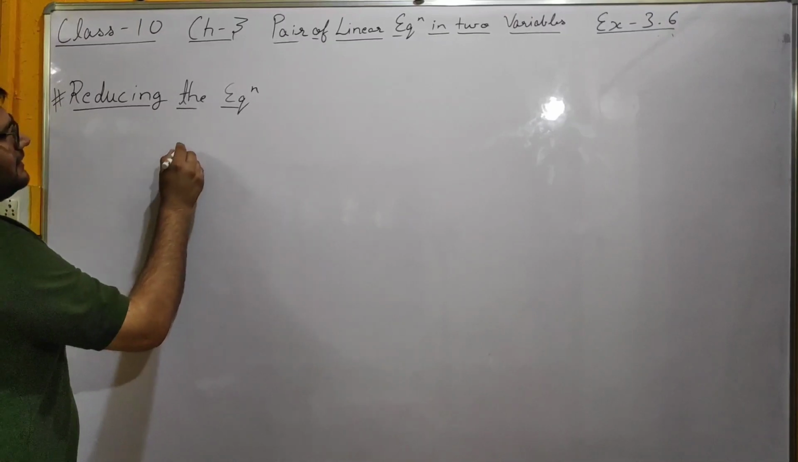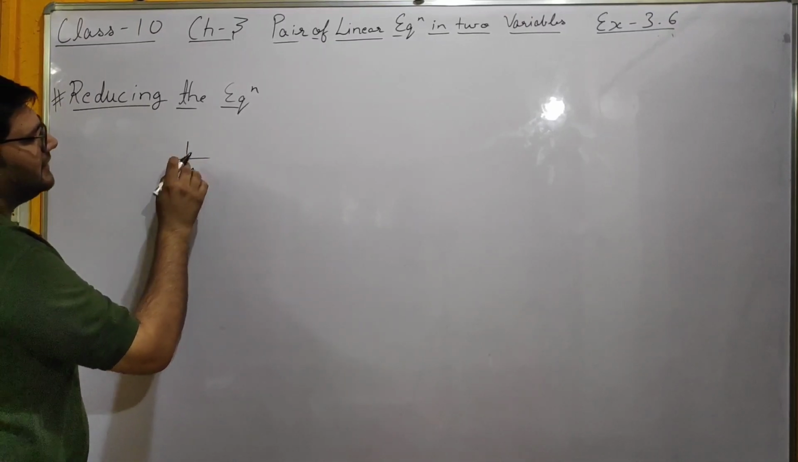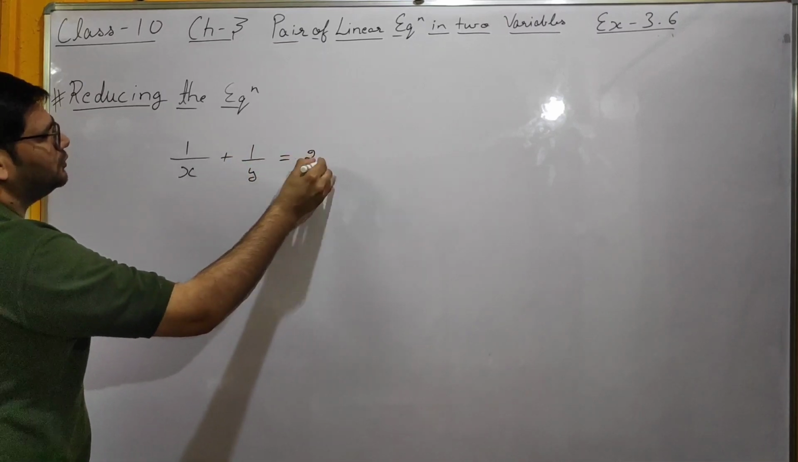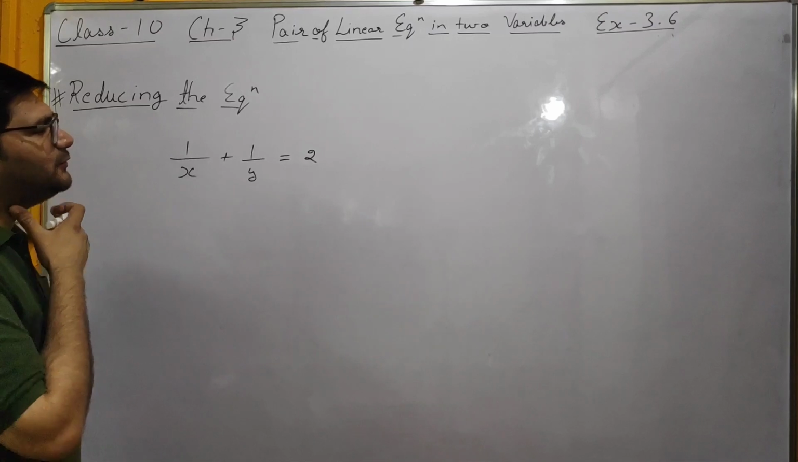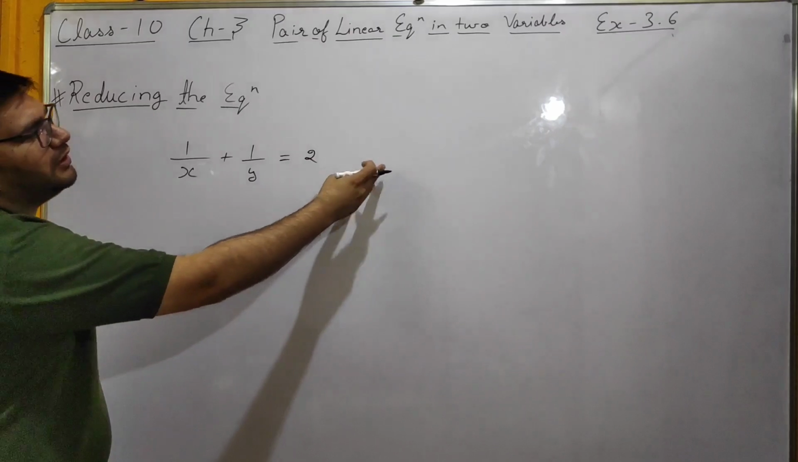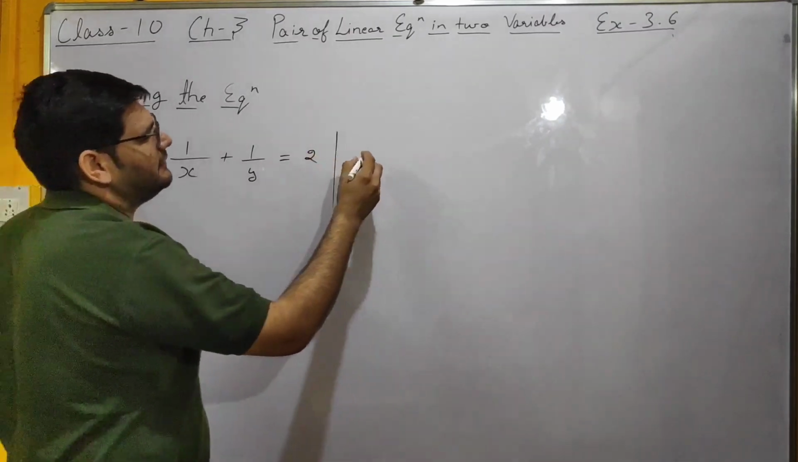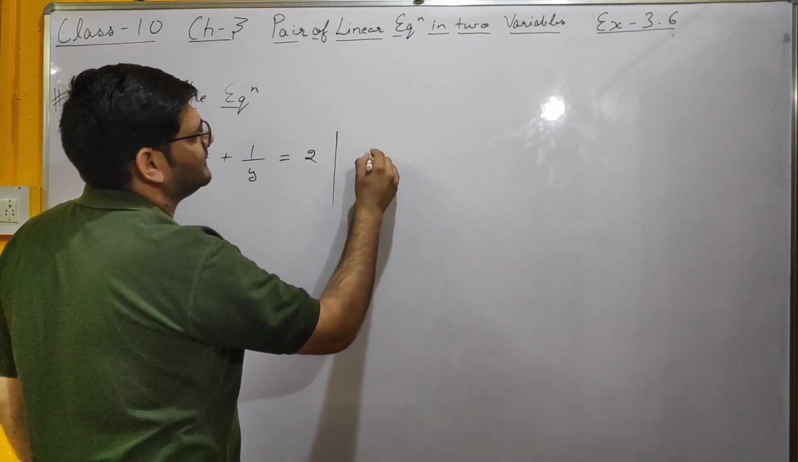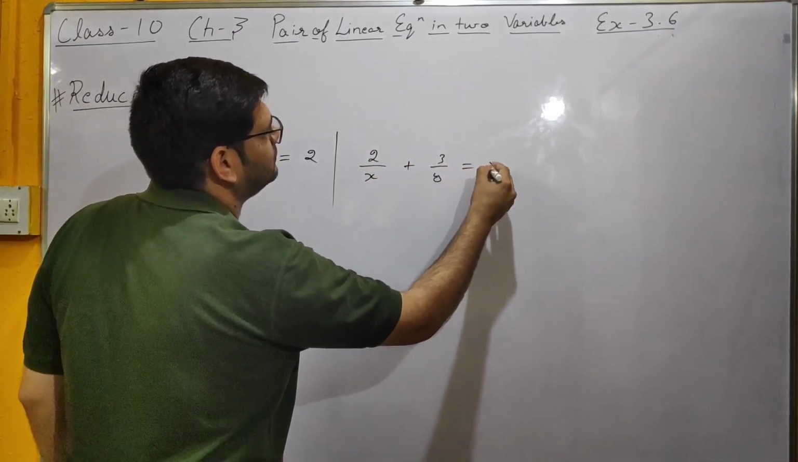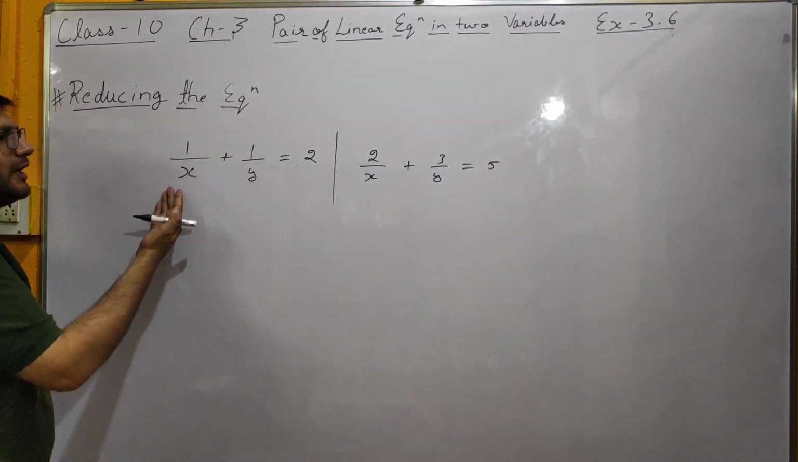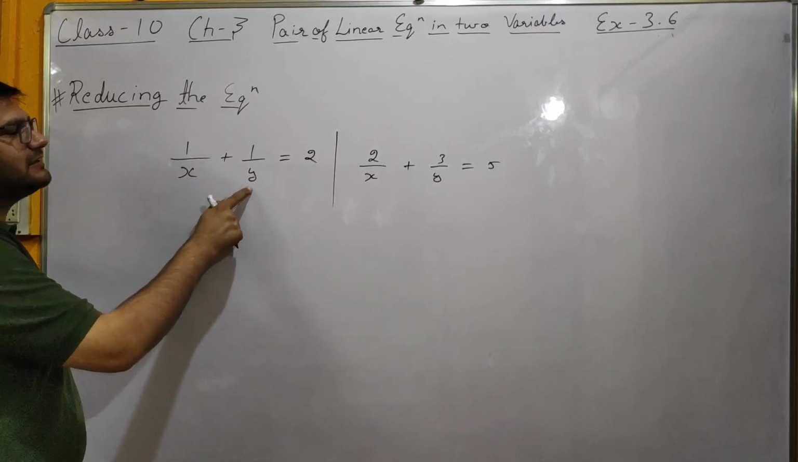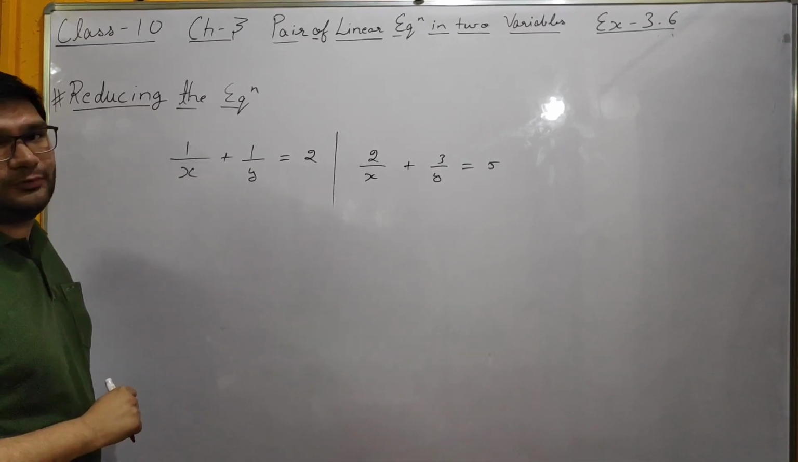Suppose the equation given to us is 1 by x plus 1 by y equals to 2. Now my dear students, if I say you just to solve it, as there are pair of linear equations in two variables, so one more equation will be there for you. Let's write it side by side. Suppose it is 2 by x plus 3 by y equals to 5. Now how can you solve it? This is not in the standard form, as we can see that the variables are in the denominator, they are not in the numerator.